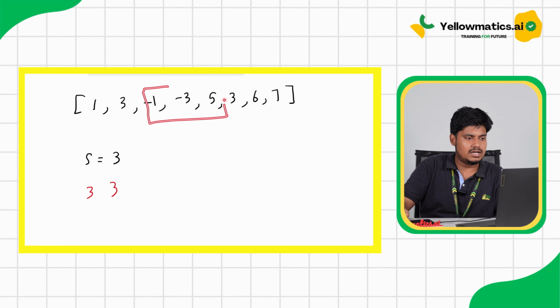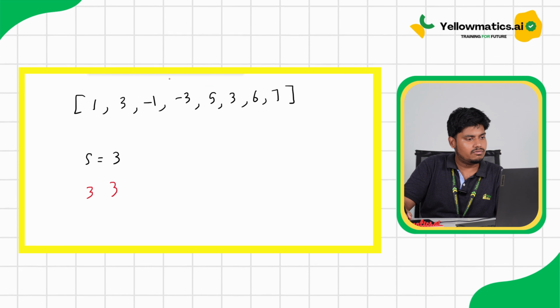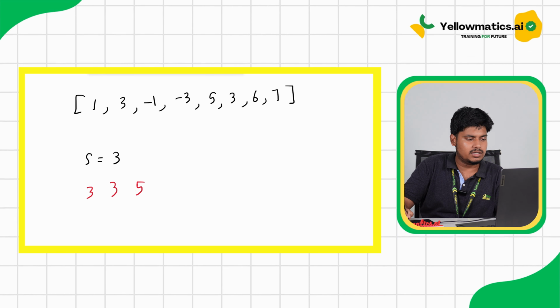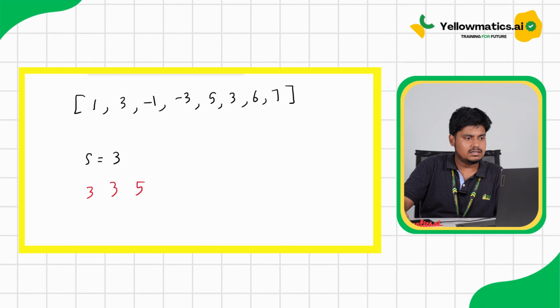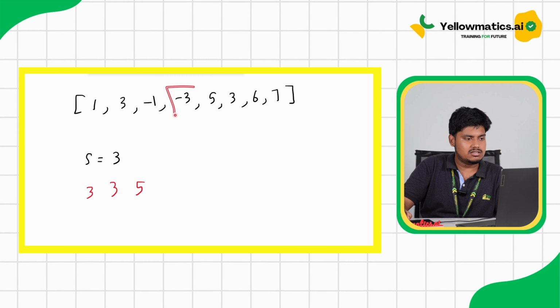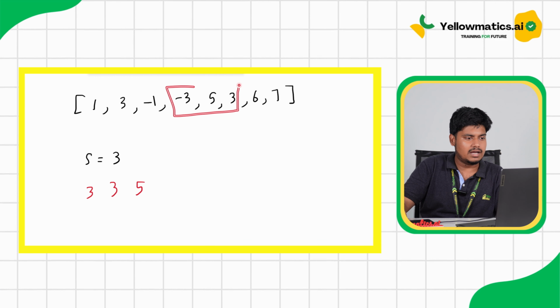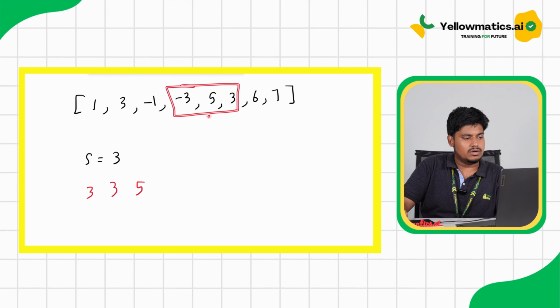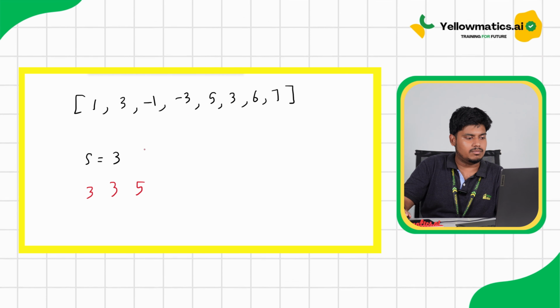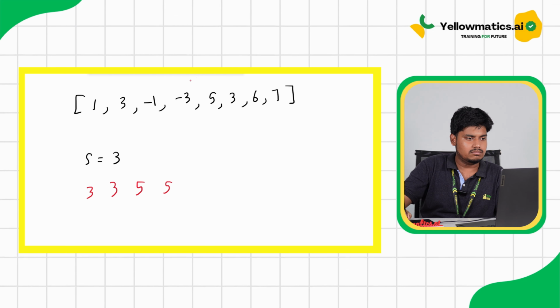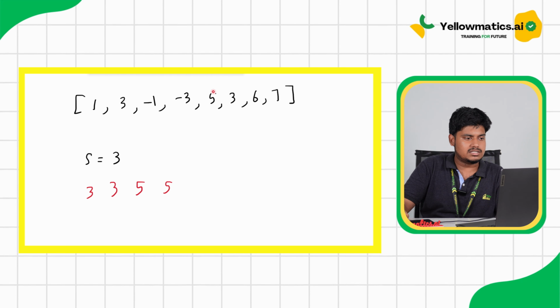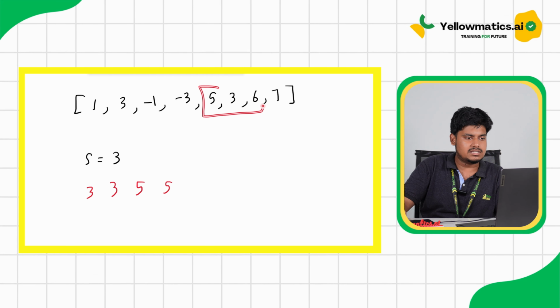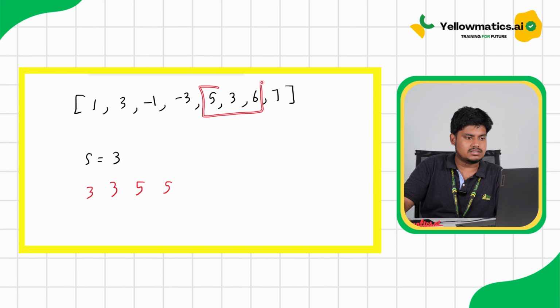So -1, -3 and 5. So in this 5 is a maximum number. So we should need to return a 5 and then we should need to take for next 3. So -3, 5 and 3. So in this 5 is a maximum number. Again we should need to return a 5. So next 3. So 5, 3 and 6. So in this 6 is a maximum number. So we should need to return a 6.